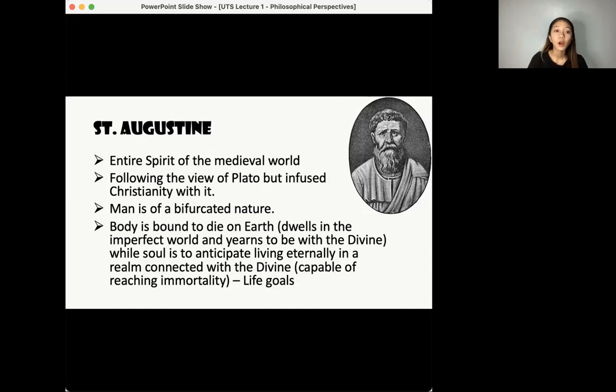Okay? Man is of a bifurcated nature. So, bifurcated means split, class, ha? Okay? So, man is divided into the body and the soul. Okay? So, the body will stay here on earth while the soul will go to heaven. So, body is bound to die on earth, dwells in the imperfect world, and yearns to be with the divine, while the soul is to anticipate living eternally in a realm connected with the divine, so capable of reaching immortality. So according to St. Augustine, our life goal is to attain this communion and bliss with the divine, living our life on earth with virtue. So ito daw yung life goal natin na makapunta sa heaven or together with the divine. Yun lang yung sa kanya.